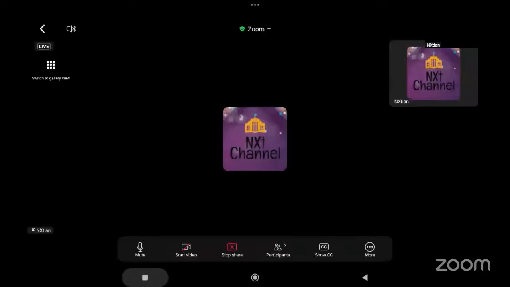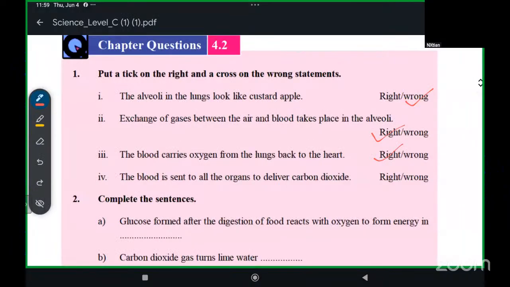The fourth MCQ. The blood is sent to all the organs to deliver carbon dioxide. Is that false? Are you able to hear me? Is that true or false? The fourth one. False, because the blood delivers oxygen to the body. Okay. The blood is sent to all the organs to deliver oxygen.